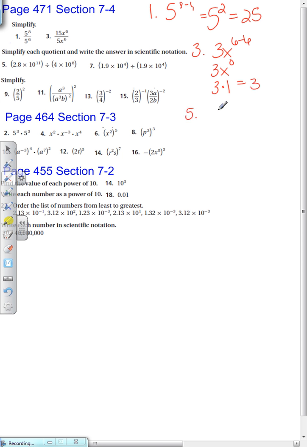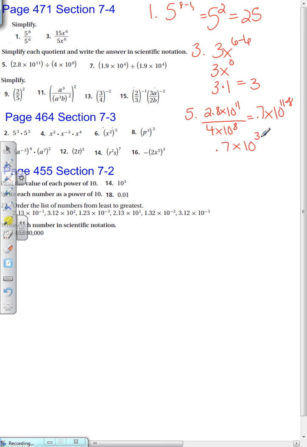Number 5, I prefer writing this with a division bar. So 2.8 times 10 to the 11th divided by 4 times 10 to the 8th. So you can do 2.8 divided by 4. So 4 goes into 28 7 times, so that's going to be 0.7. Then I can do 10 to the 11th divided by 10 to the 8th by subtracting the exponents. So I end up with 0.7 times 10 to the 3rd power.